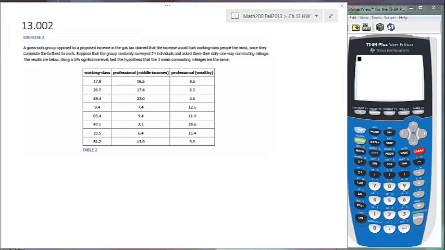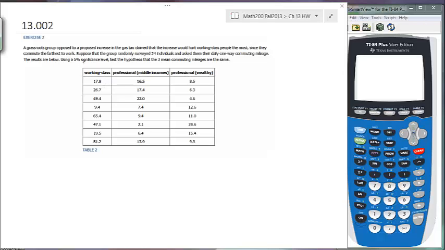This is problem number 2 from chapter 13. It says here that a group opposed to an increase in gas tax claimed that the increase would hurt the working class people the most since they commute the farthest to work. Suppose a group randomly surveyed 24 individuals, asked them for their daily one-way commuting mileage. And here are the results.